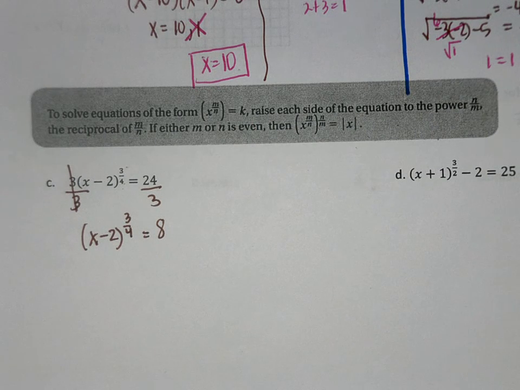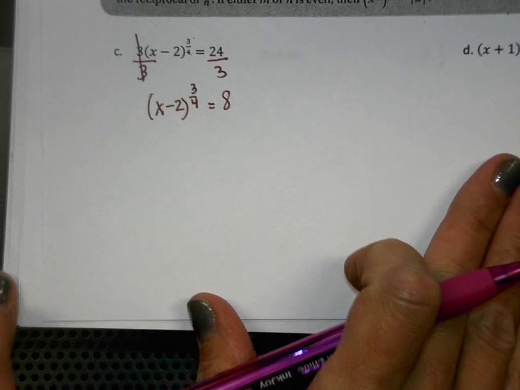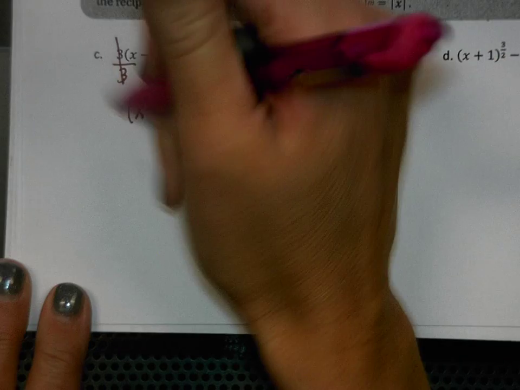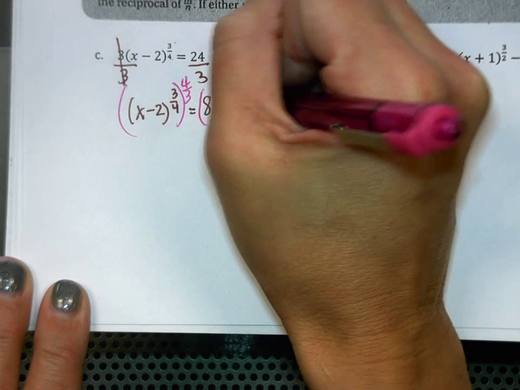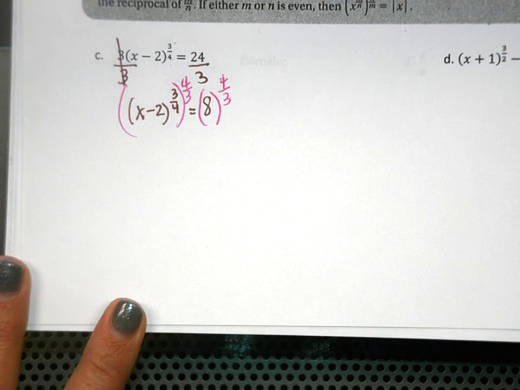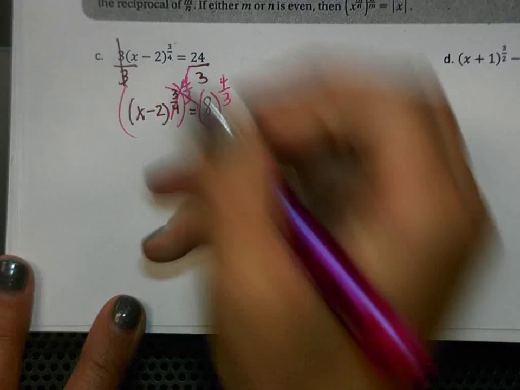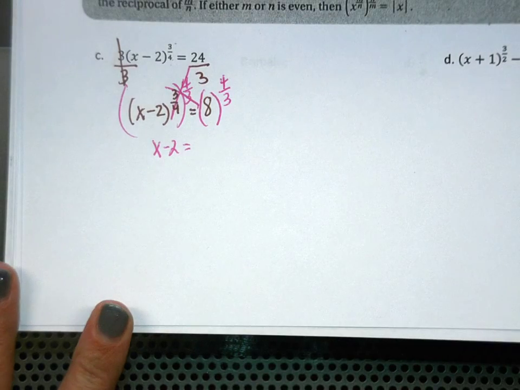Okay. Now, how do I get rid of that 3/4 power? What would I need to do to that to get rid of it? Good. You raise it to the reciprocal power, which would be 4/3. And whatever I do to one side, I have to do to the other. Very good. Okay, so these cancel. We have x minus 2 equals, and then let's simplify this.